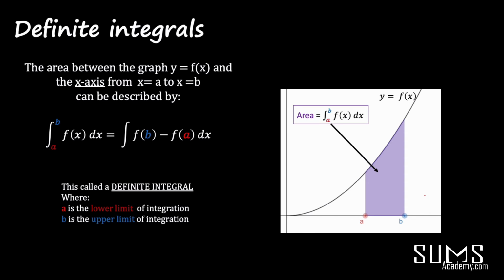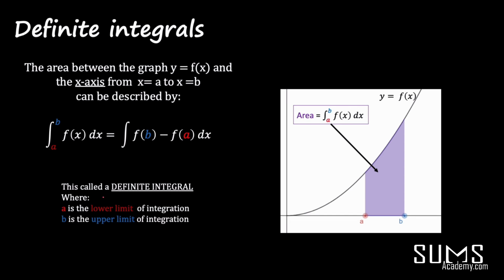Okay, so on to the formal notation. What this means is saying the area of a graph y equals f of x, so this flat line here, and the x-axis, so the area between the graph and the x-axis from the points where x is equal to a here and x is equal to b, can be described by this formula here. So the integral between a and b of f of x dx is equal to this, okay? Should really be in brackets, but it's okay.